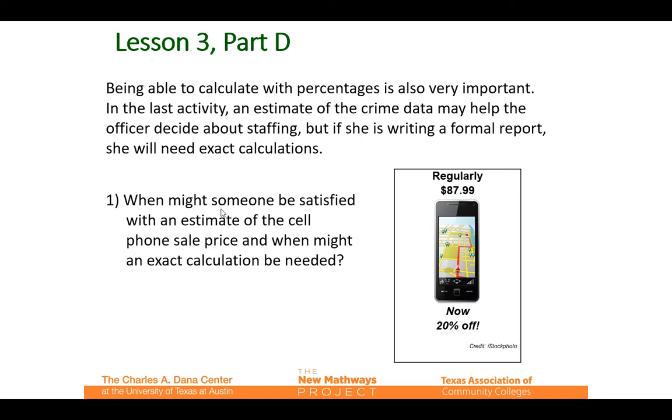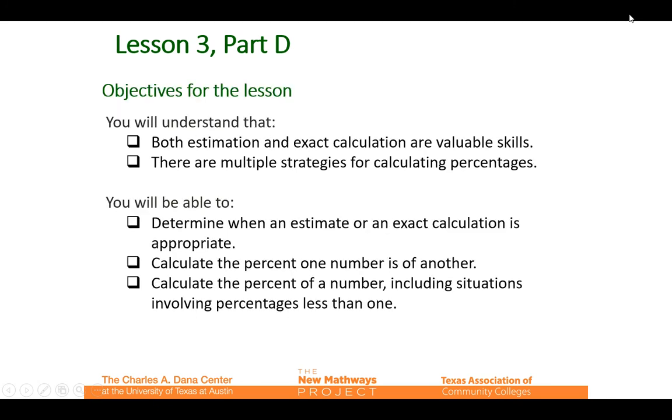Well, when you're actually purchasing it, you need to know the exact price. If you're only wanting to compare or get a ballpark for your own thought whether you can afford it, then an estimate's probably fine. Earlier, we estimated $72, but that's not the exact figure. So in Part D, we want to understand that both estimation and exact calculations are valuable skills. Sometimes we need to be exact, but oftentimes we can get by with estimating.